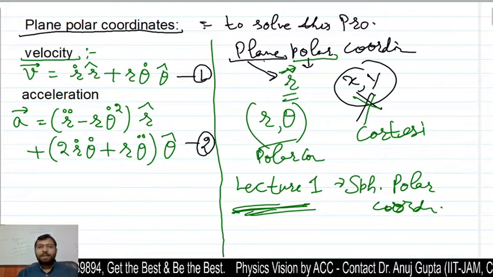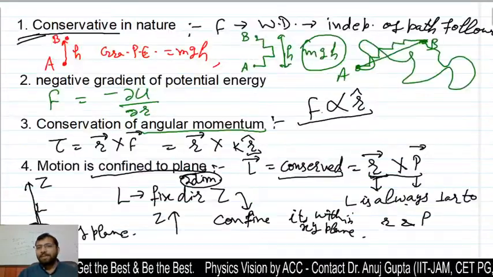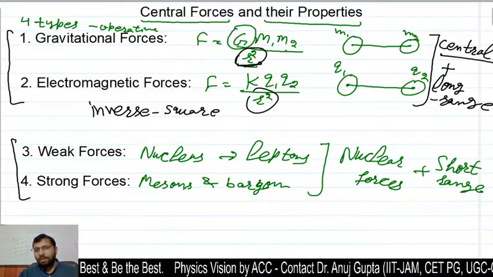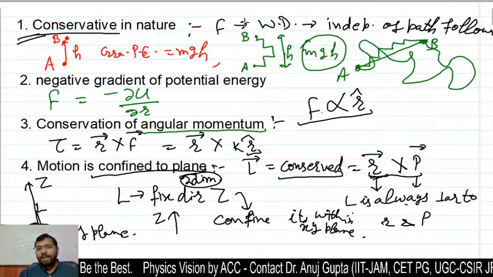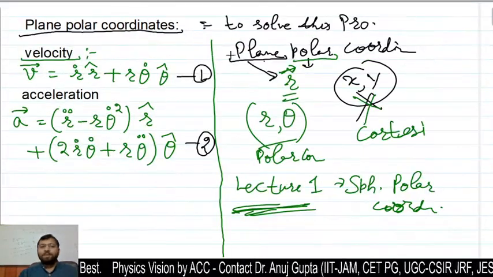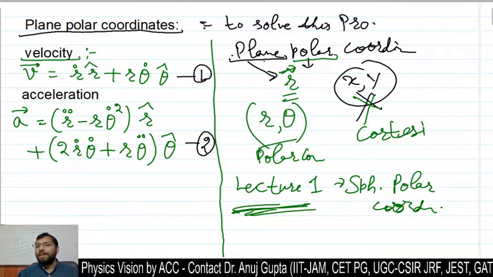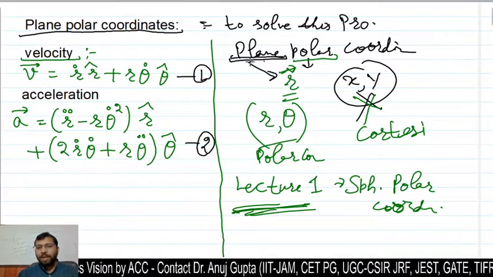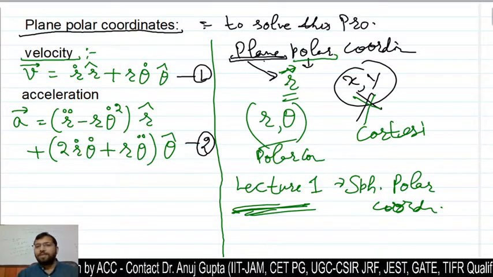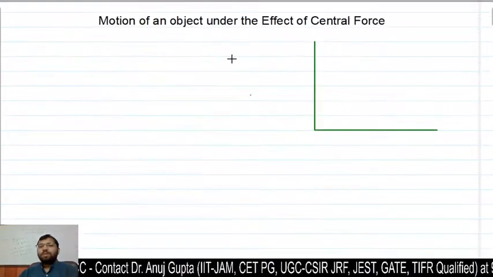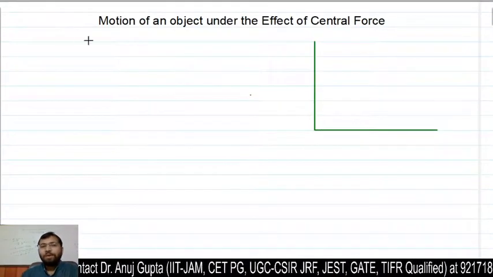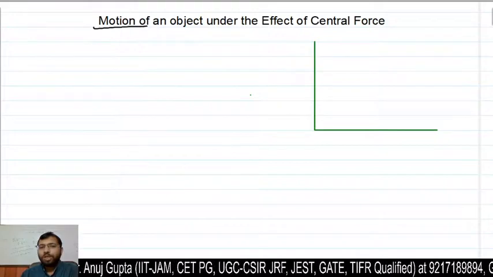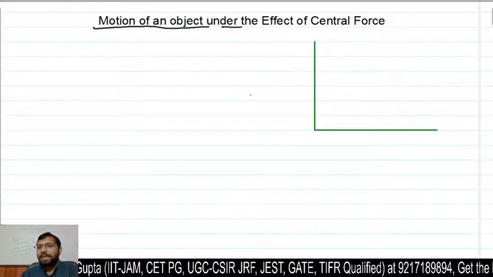Coming back to that thing, firstly we have studied the central forces and their properties, and then we have also seen which type of coordinate system we are going to use and what are the velocity and acceleration values in that. Okay, based on all these things, now we will study motion of an object under the effect of a central force. ठीक है, central force लगाते हैं.